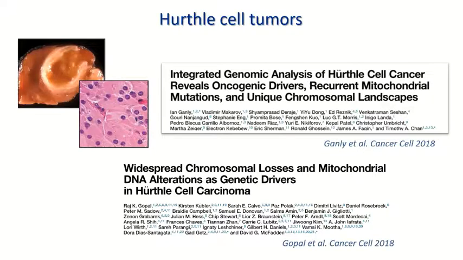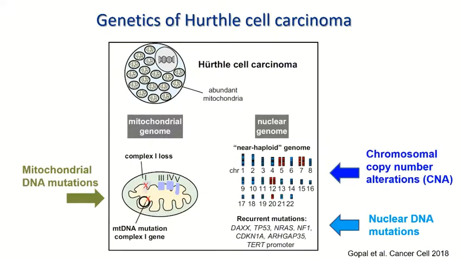So for a second, what about Hürthle cell tumors? We talk about papillary carcinomas, we talk about follicular carcinomas. What about Hürthle cell tumors? Until recently, the molecular genetics of these tumors was not known, but in 2018, we had 2 papers published that describe the molecular genetics of this disease.